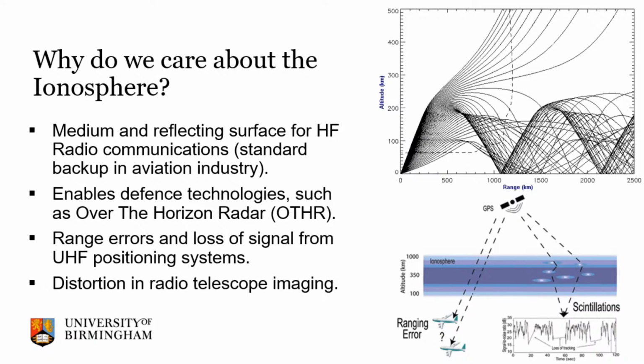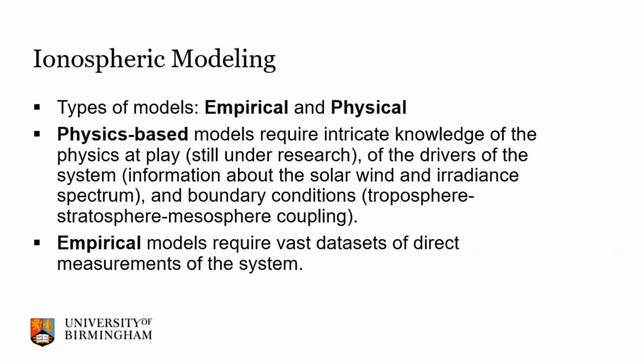For the same reasons, these irregularities in the ionosphere and this delaying as signals propagate through the ionosphere can cause distortion in radio telescope imaging from the ground. So if we want to effectively use these technologies like GPS or over-the-horizon radar, we need to model the ionosphere. Now, there are two main regimes of ionospheric models, namely empirical models and physical or physics-based models.